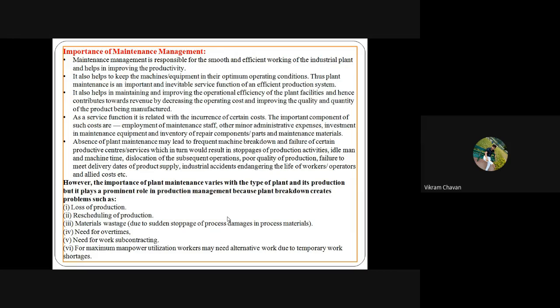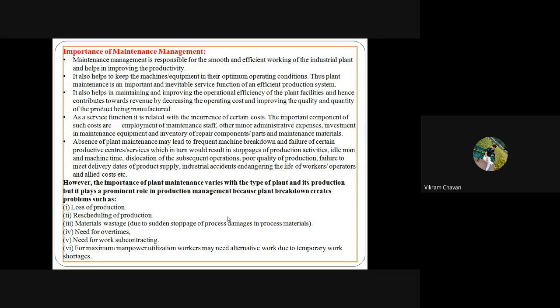Okay, whatever material is in progress, or inventory in progress, we have to rework, or it will be lost. In some cases this material loss will be there for the industry. Then need for overtime. If there is loss of production, to achieve the delivery dates we have to provide overtime to the workers.